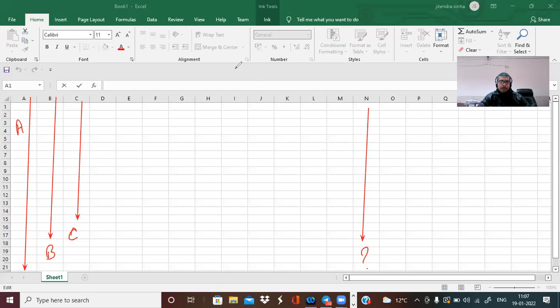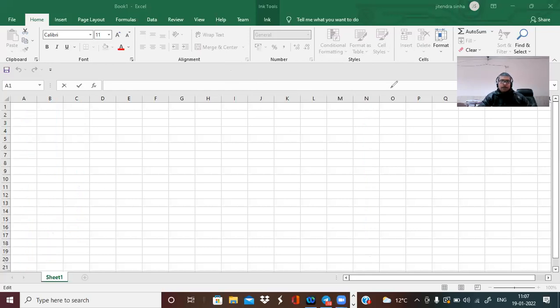Who will define row and column in their own words? Later on we will define. Let it be, we will see it later. Now you can see, students, let me illustrate.